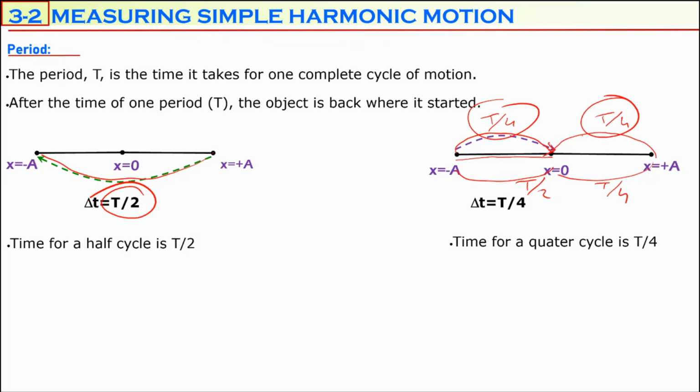How many T over 4s are there? 4. 4 times T over 4 is equal to what? 1T. It is time for one complete cycle. So that's why we should know this. Time for half cycle is T over 2. Time for quarter cycles is T over 4.